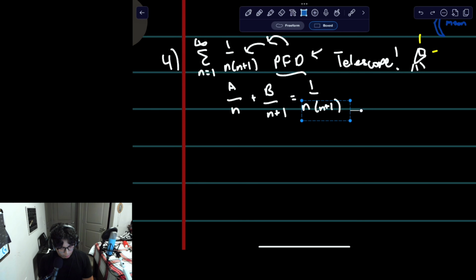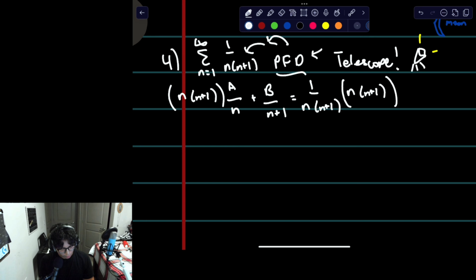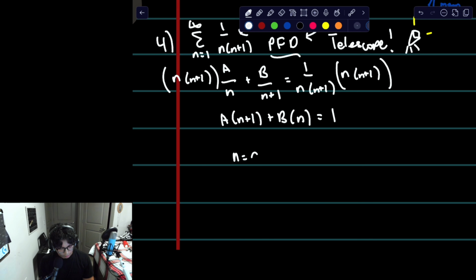So let's multiply both sides by n times n plus 1, which eventually gets us a times n plus 1 plus b times n equals 1. Now if you set n equal to 0, you get 1a equals 1, which a becomes 1. And if you set n equals to negative 1, then you get negative b equals 1. So b equals negative 1.